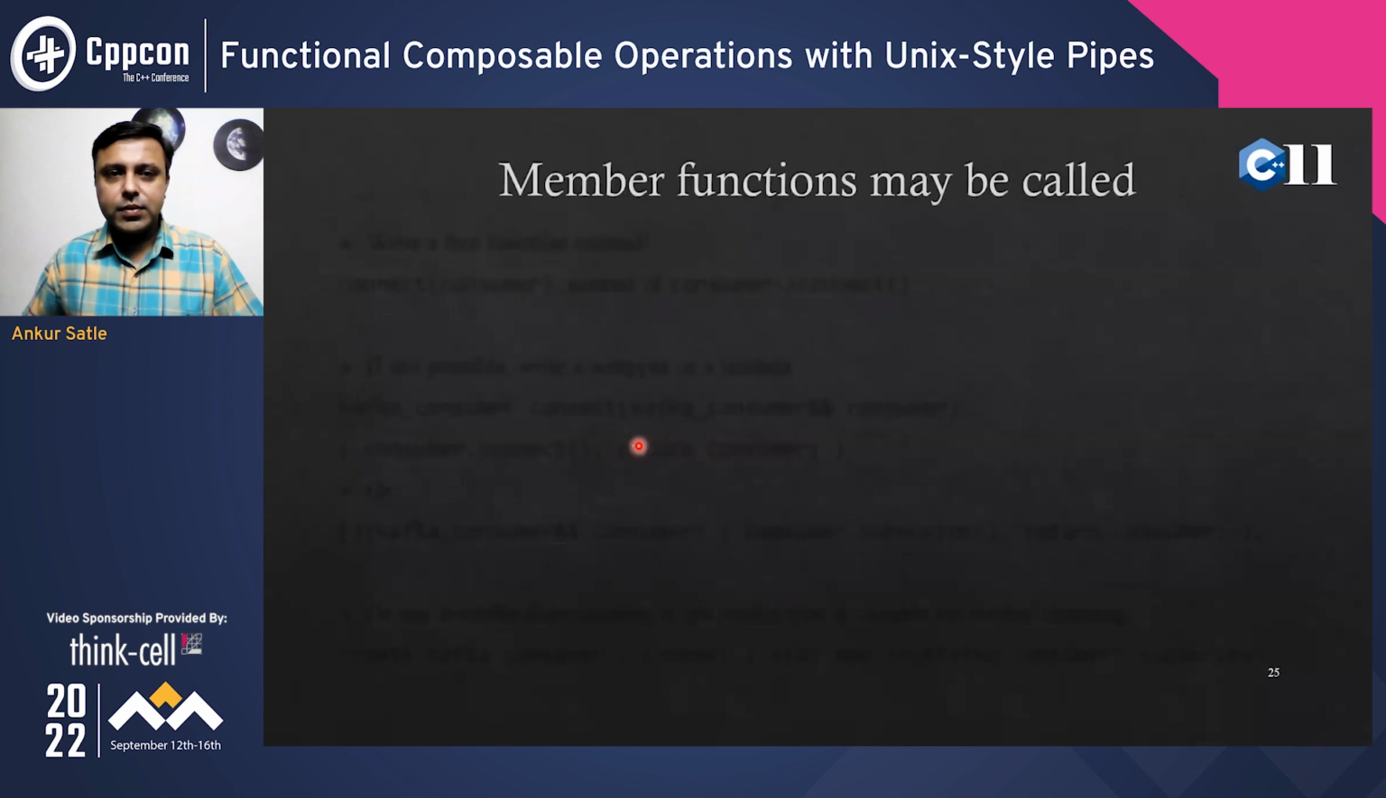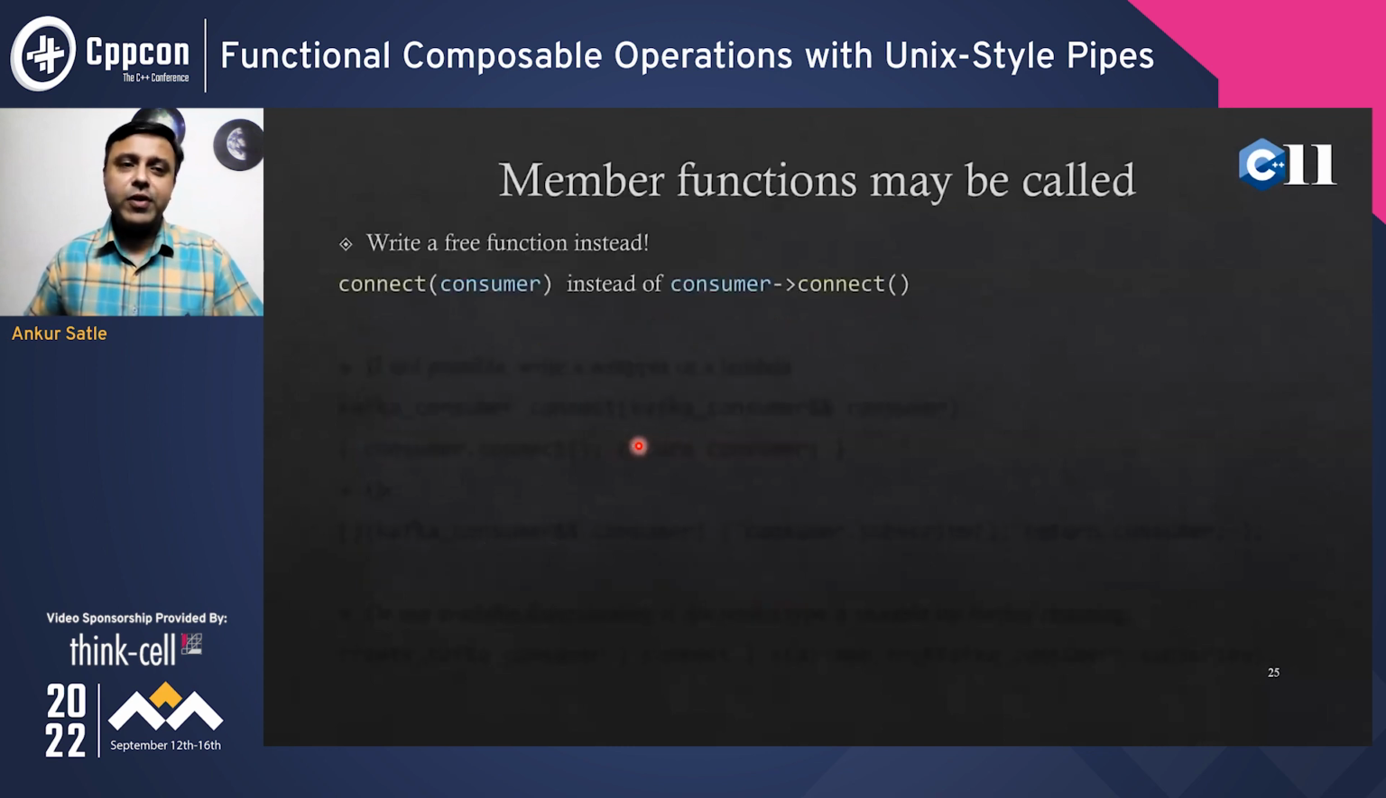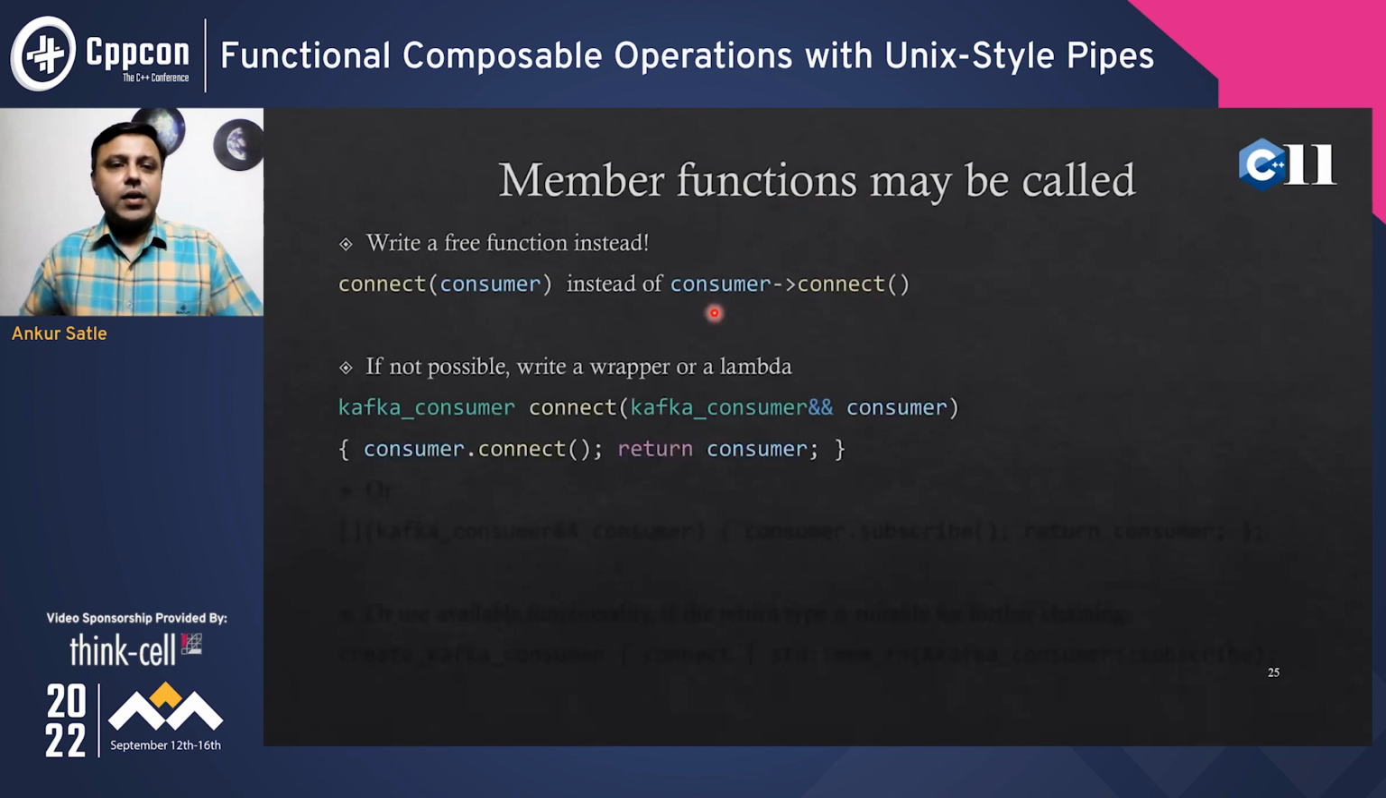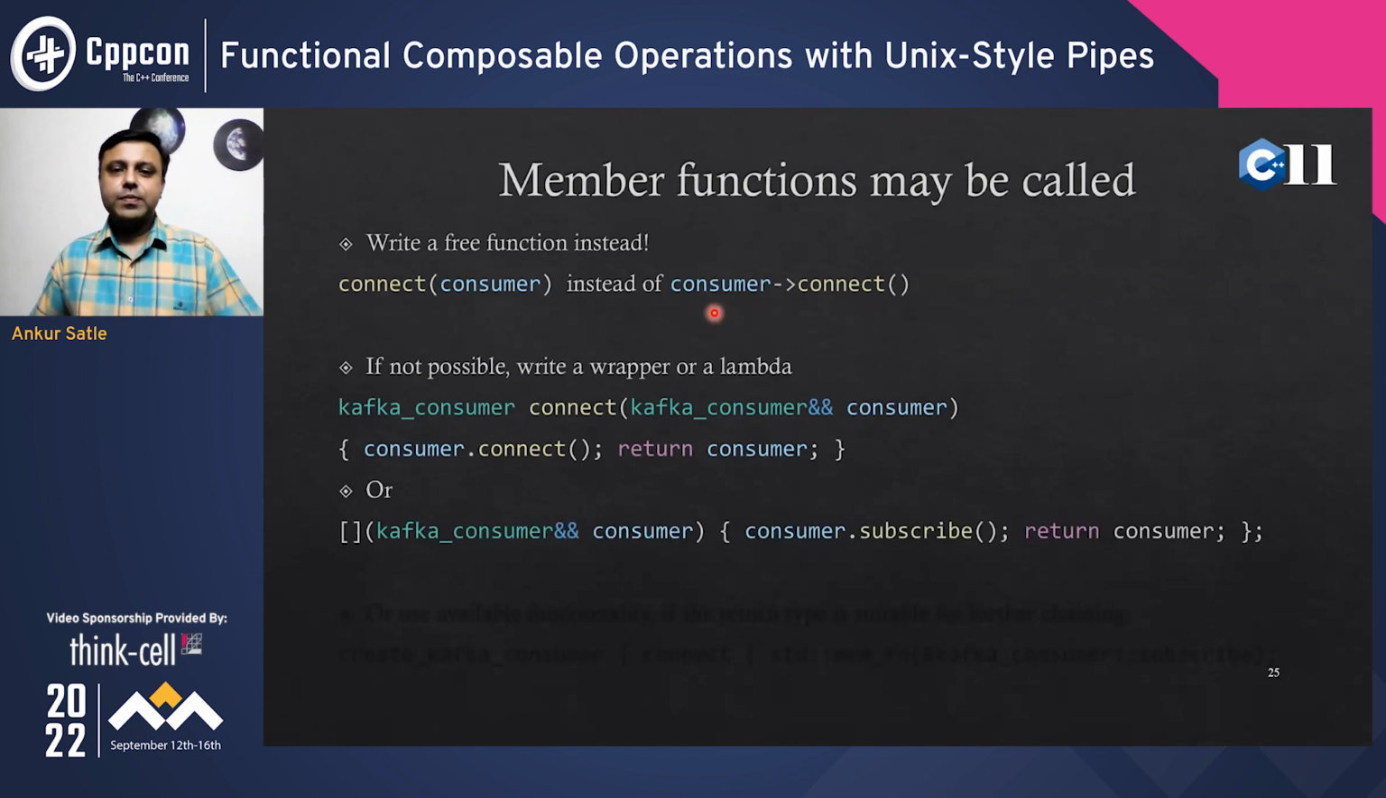All right. Next, we have member functions. These may be called too. So what do we do? If you want to chain operations, you could create free functions, which take the object instead of calling a member function on the object. Okay, if that's not possible, you could always write a custom function or a lambda, which does this for you.